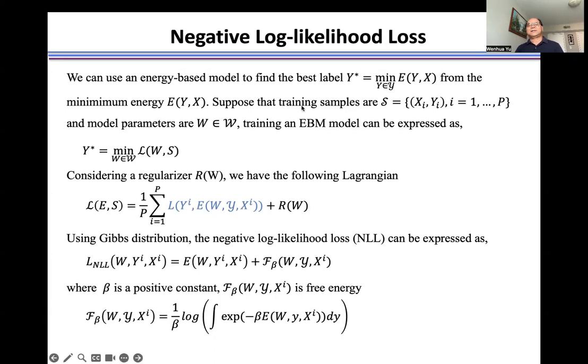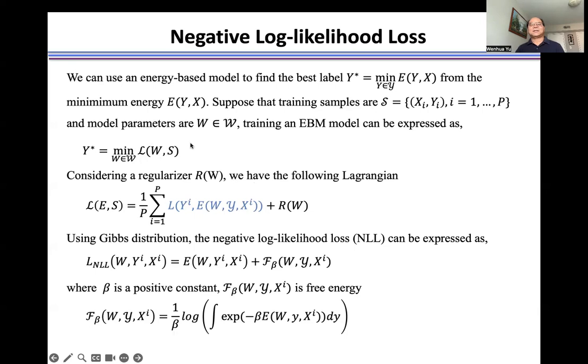Suppose the training examples form a data set including P pairs of training examples. X is the input, Y is a label, and W is the model parameters. So training the energy-based model can be expressed in this form. This is a loss. Here is the model parameters. This is the training example pair. Consider the regularizer on W, and we have the following.